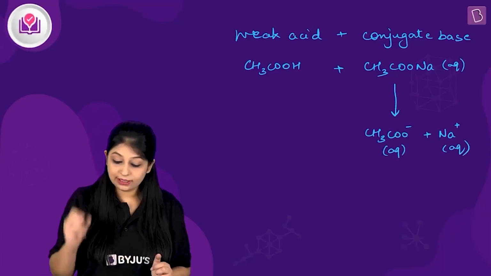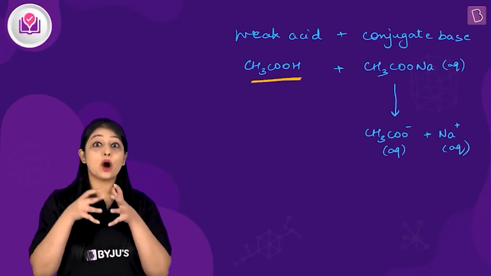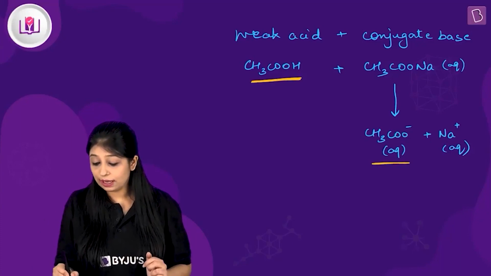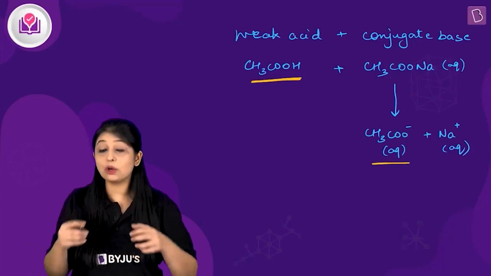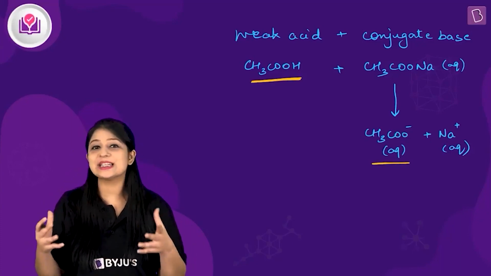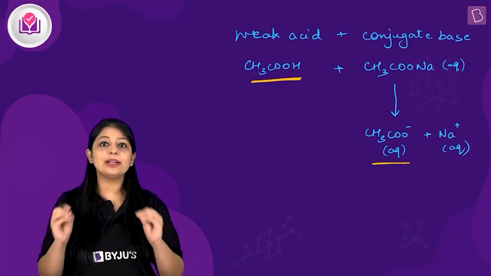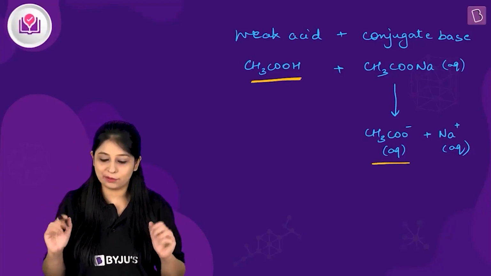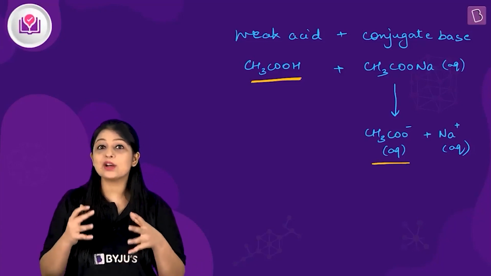So what do we have here? We have a weak acid as part of a mixture with its conjugate base, which is CH3COO minus. So this is a classic example of an acidic buffer. And we have to find out the pH of this acidic buffer. What do we know? Well, the Henderson equation.